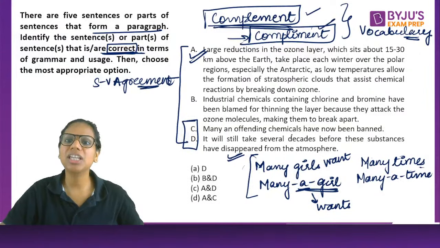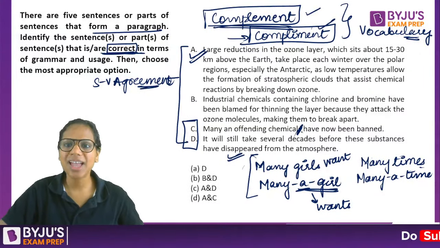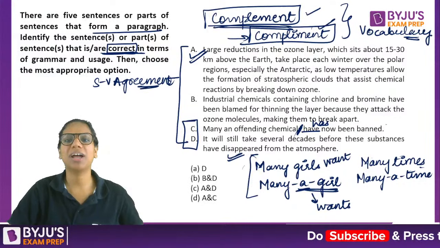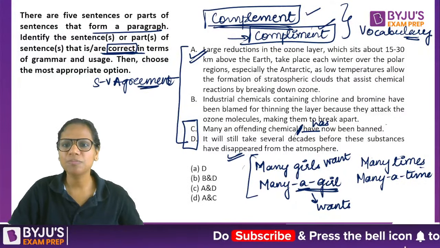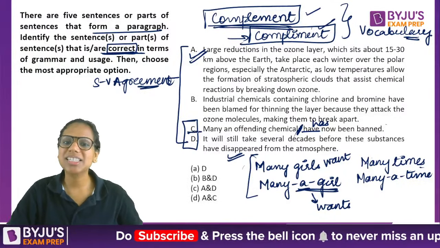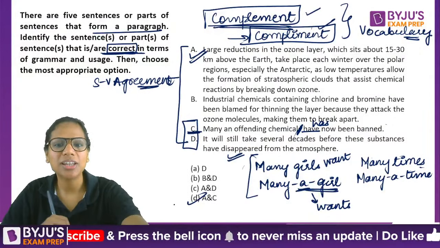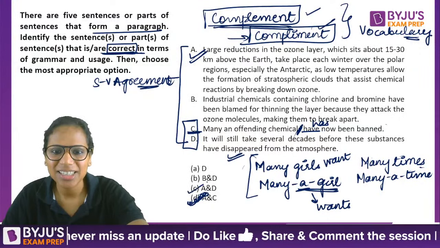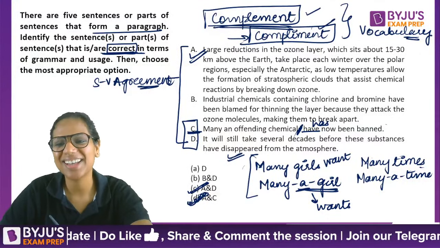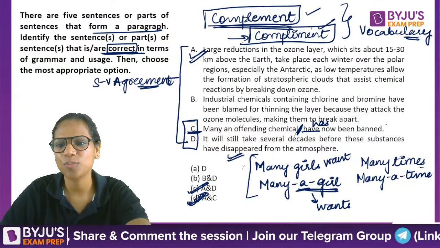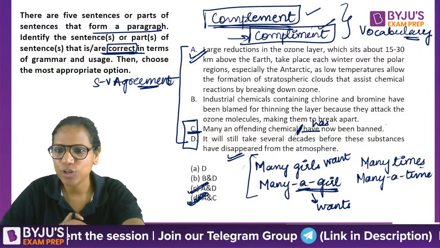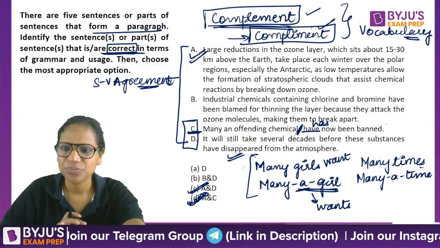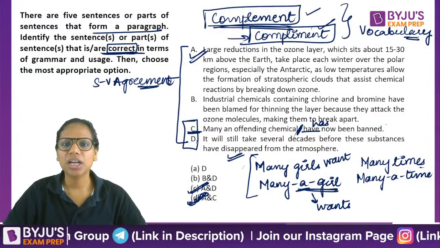So many an offending chemical has now been banned. Many an offending chemical has now been banned. C is the erroneous one. Sorry, C is the erroneous one. So A and D. Option C will be the answer here. A and D, option C. Good. Good, Anushka. So option C, D is fine.